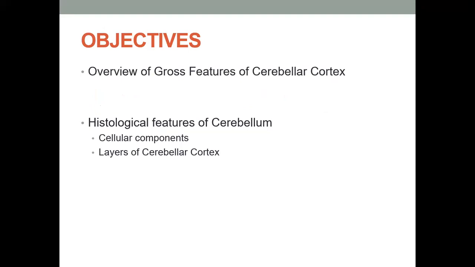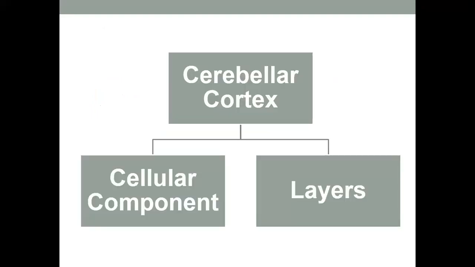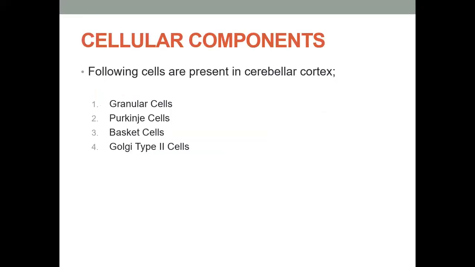First we'll talk about the overview of the gross features, as you all know, and then we'll talk about the histological features of the cerebellum. In histology, we'll talk about the cellular components as well as the layers of the cerebellar cortex. The cerebellar cortex is basically divided into cellular component and the layers. First, let's talk about the cellular component.